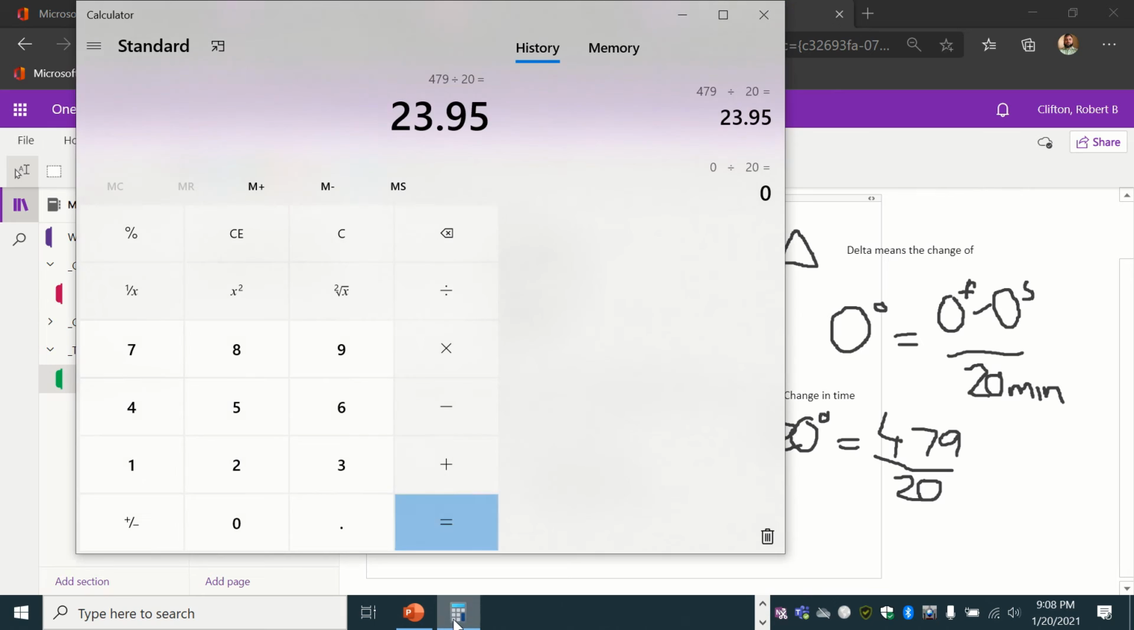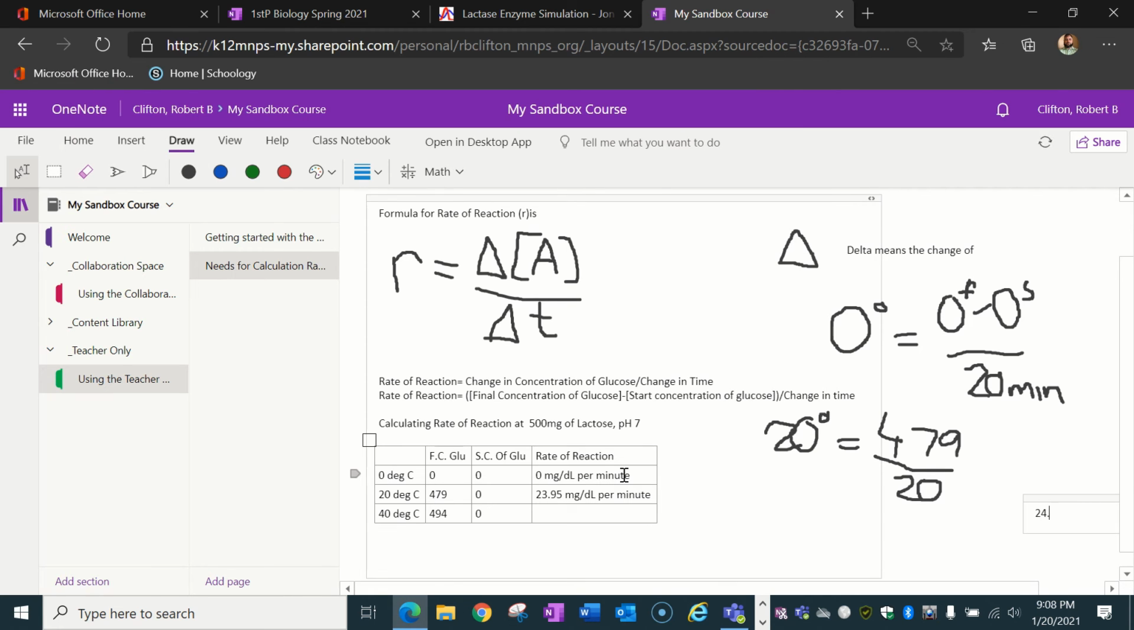So we'll put 494, and then we'll do the math real quick: 494 divided by 20 minutes. We'll enter, so it's going to be 24.7. Oops, sorry, let's make sure we're back over here. 24.7, so it's not a huge difference with just that 20 degree Celsius change.